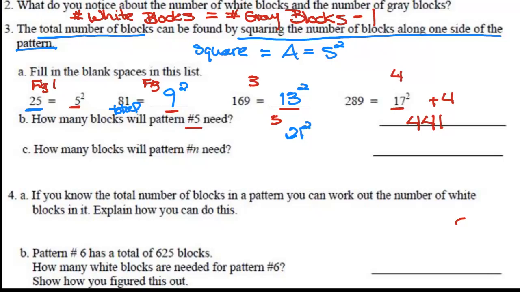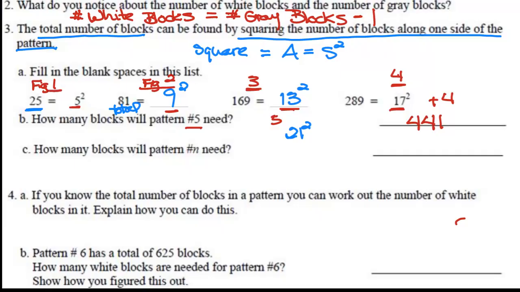So, how many blocks will pattern number N need? Well, let's see. Figure 2, was that 2 squared? Was it? No, we had a total of 81, which was 9 squared. Figure 3 was 13 squared. Figure 4 was 17 squared.